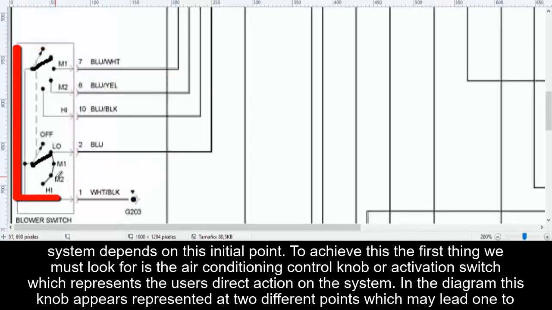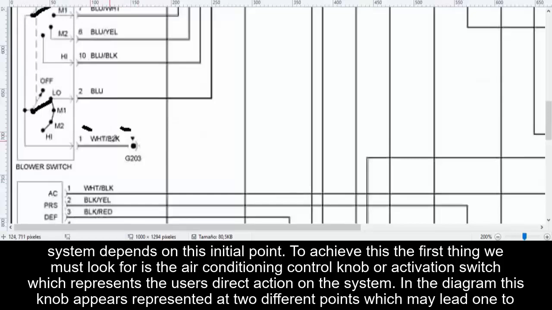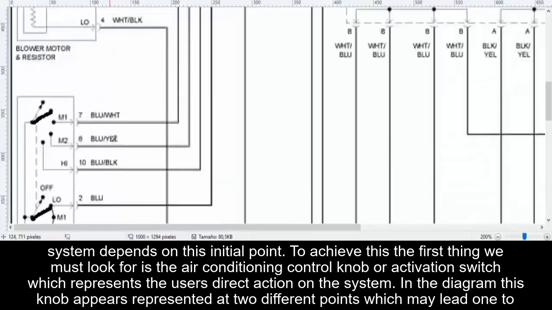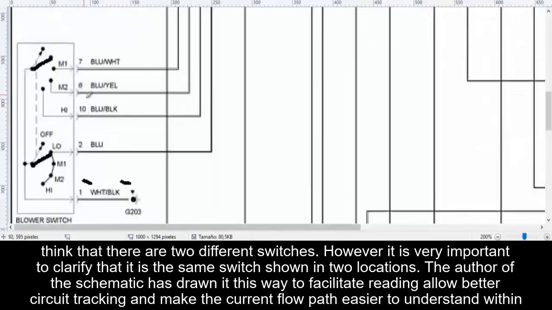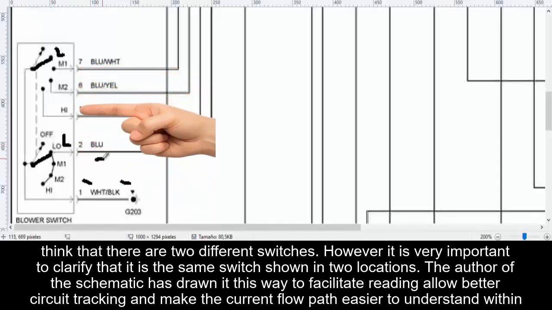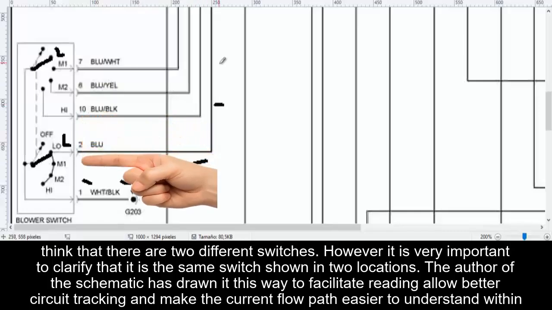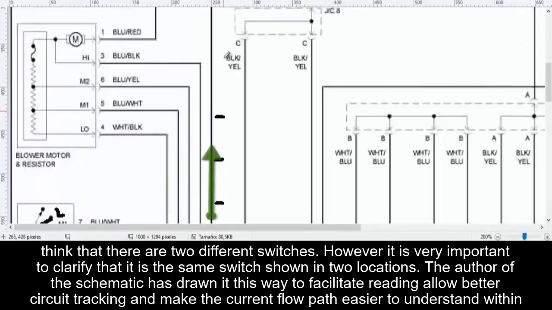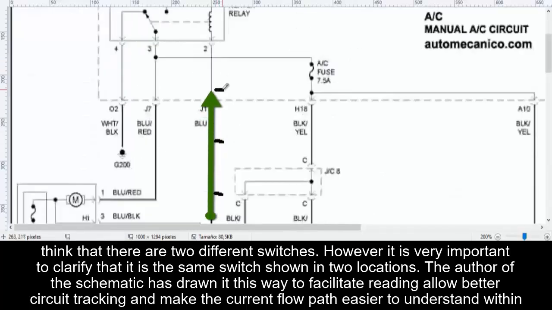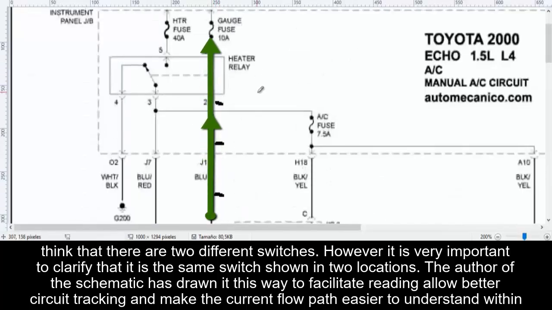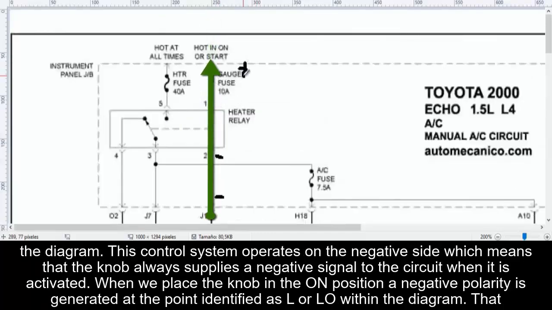To achieve this, the first thing we must look for is the air conditioning control knob or activation switch, which represents the user's direct action on the system. In the diagram, this knob appears represented at two different points, which may lead one to think that there are two different switches. However, it is very important to clarify that it is the same switch shown in two locations. The author of the schematic has drawn it this way to facilitate reading, allow better circuit tracking, and make the current flow path easier to understand within the diagram.